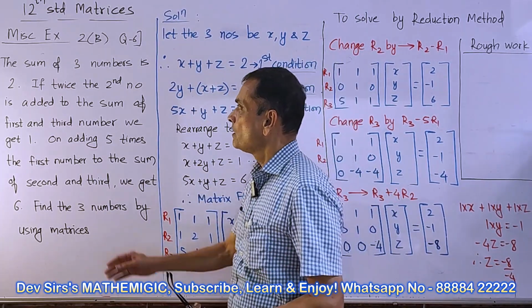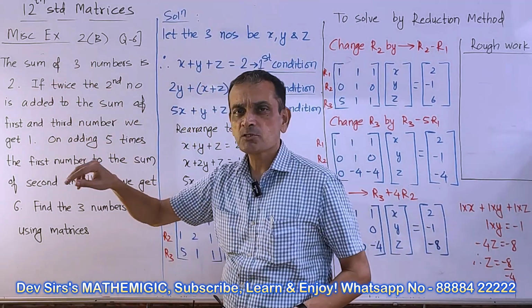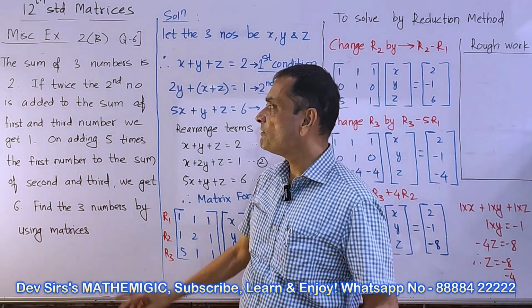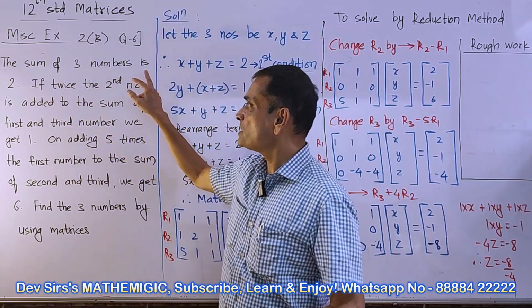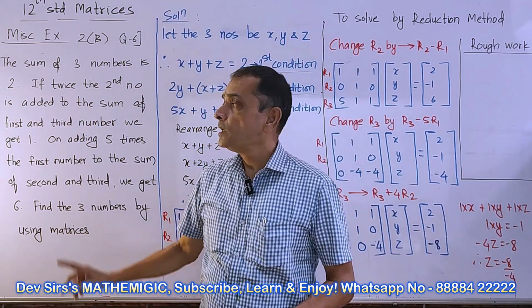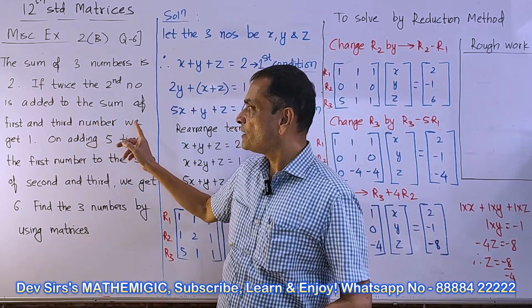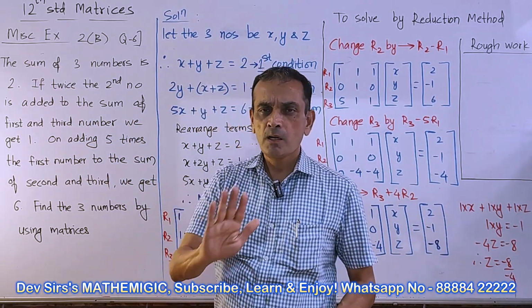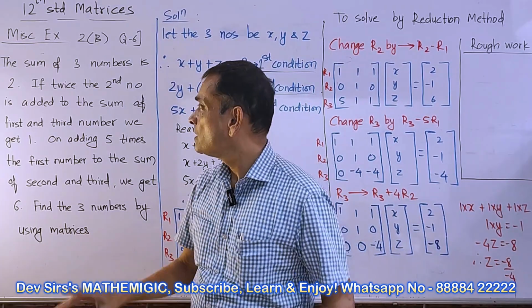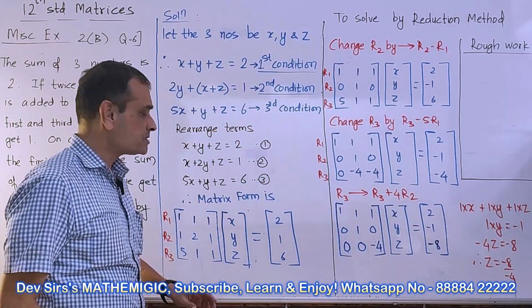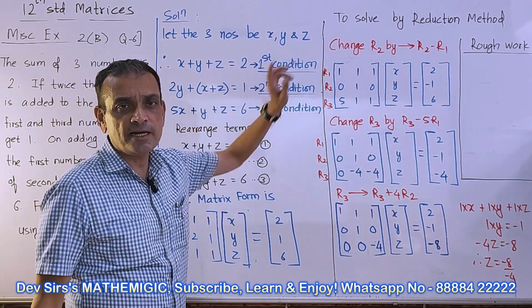देखो, miscellaneous exercise 2B, question number 6. What is given? The sum of three numbers is 2. If twice the second number is added to the sum of first and third number, we get 1. एक step by step से जाएंगे. Sum of three numbers is 2 means let the three numbers be x, y and z.